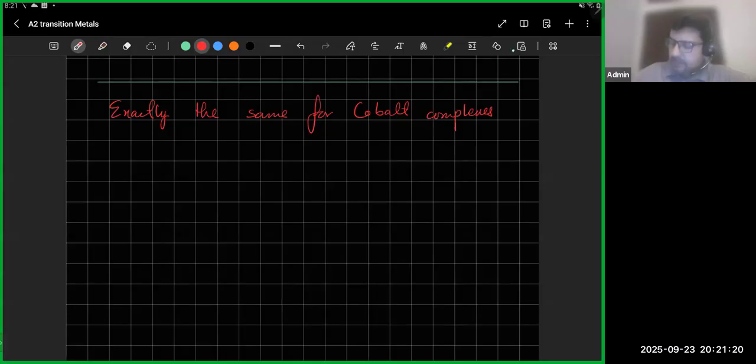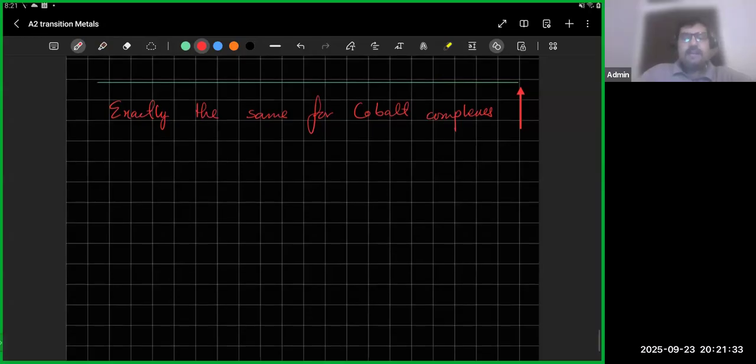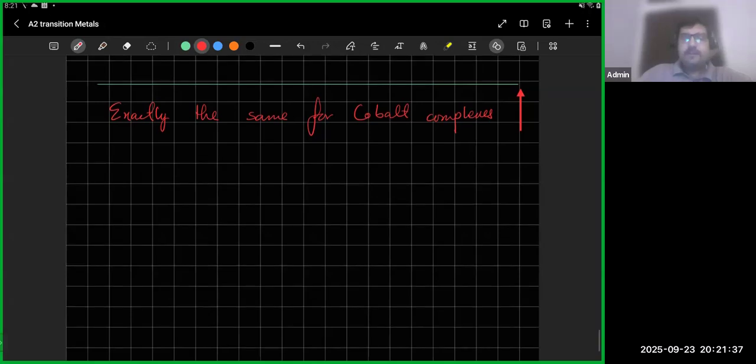Again, what am I talking about? I'm talking about the same reactions, even the drawings, even the complexes, etc. They're going to be exactly the same. The only difference is that the colors are going to be different. The colors of cobalt are slightly different, and instead of writing all the equations, I'm just going to tell you what the colors are for cobalt.